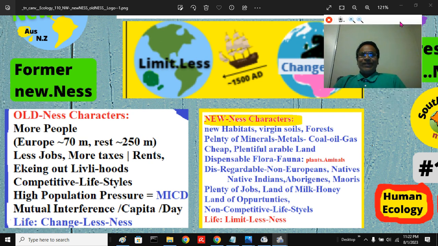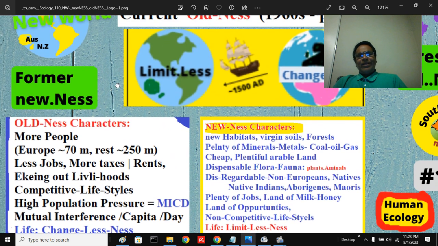Then what is the newness character? The newness character is the New World. So you have the New World here. That means there are new habitats, plenty of land. The lands are virgin lands, virgin soils, virgin forests. You can clear them, and you can get a lot of forest resources, agricultural land, arable land.